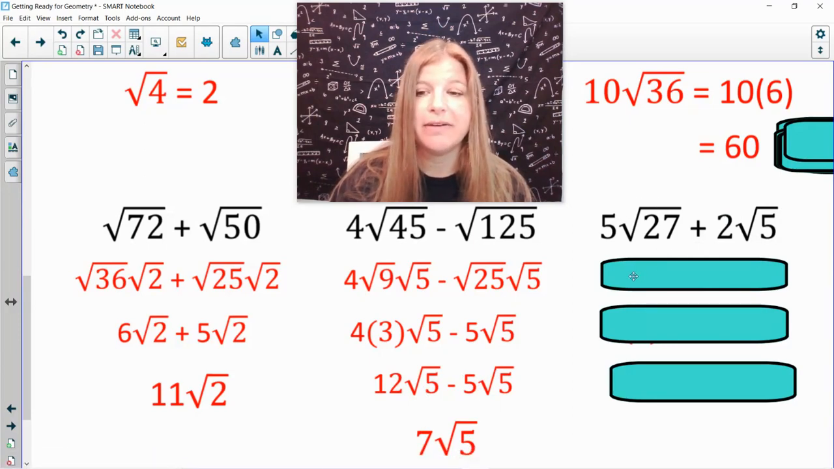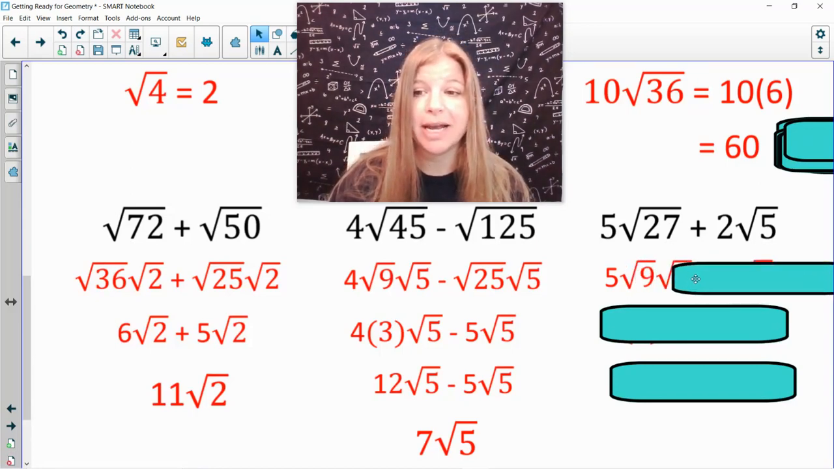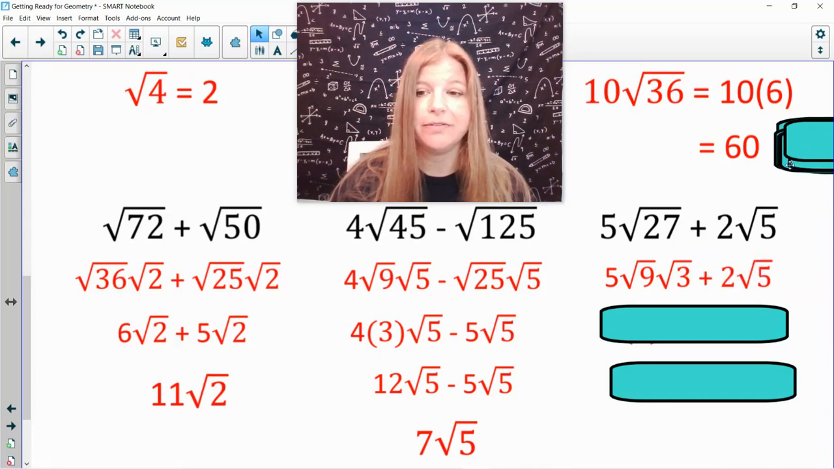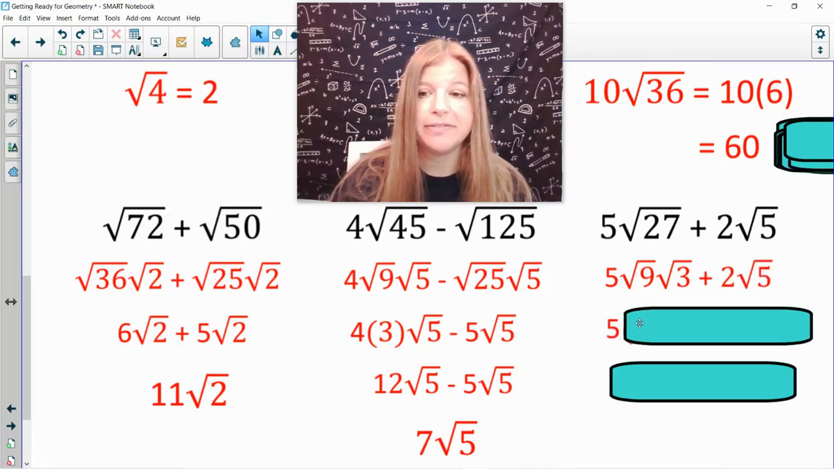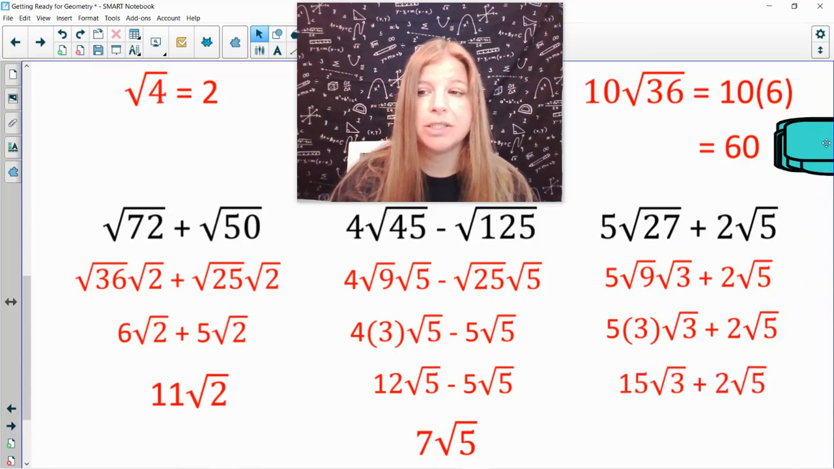5 radical 27. So this is 5 times, biggest perfect square that goes into 27 is 9. So this would be radical 9, radical 3, plus 2 times radical 5. This is now 5 times the square root of 9 is 3, radical 3, plus 2 radical 5. 5 times 3 is 15. So now this is 15 radical 3 plus 2 radical 5.